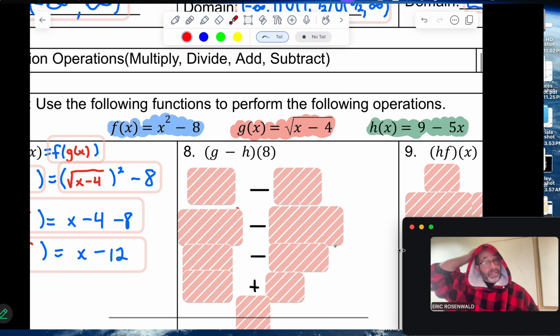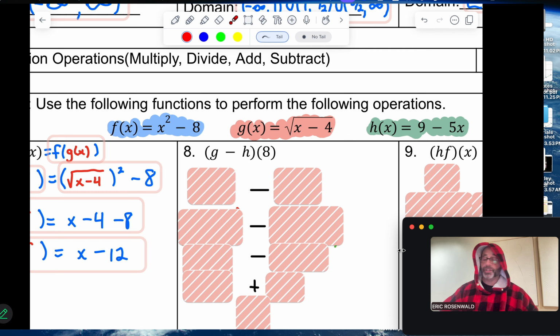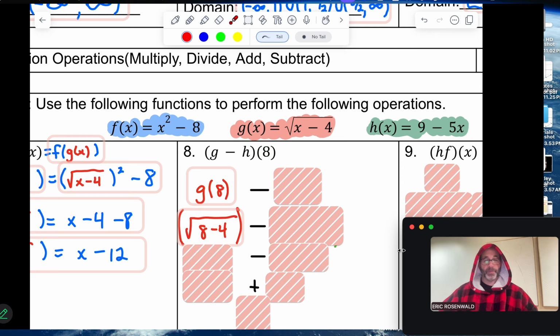For number 8, we're going to go ahead and do what it says, which is to do subtraction. So this one says we're going to take the g function, which is right here, and we're going to take the h function, which is right here, and we're going to subtract these two functions. But they're giving me a value of 8 that we're going to actually evaluate this at. So if I do g of 8, we're going to take this 8 and plug it into the equation that's right here. And so we end up with the square root of 8 minus 4, which is the square root of 4, or just 2.